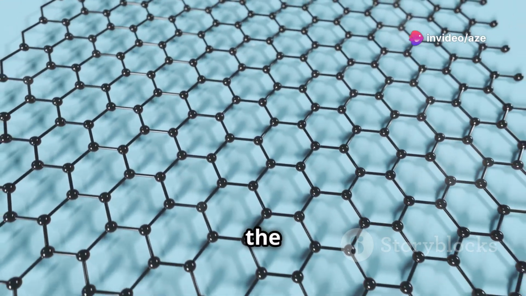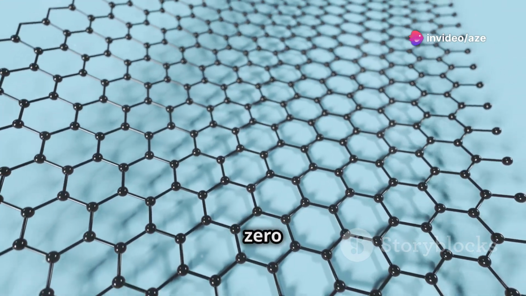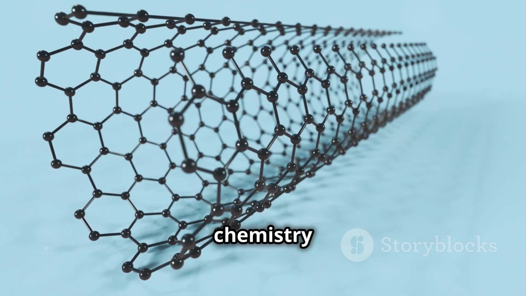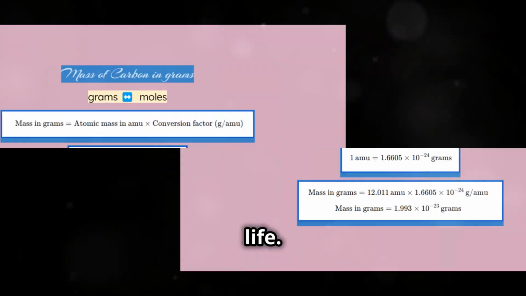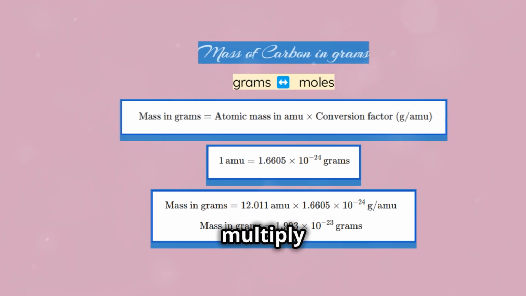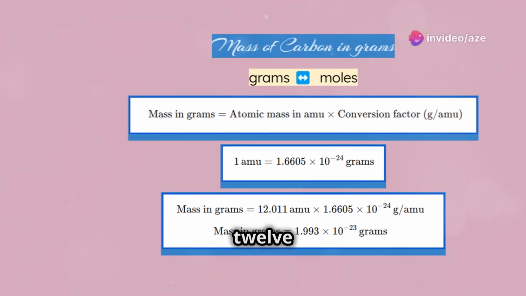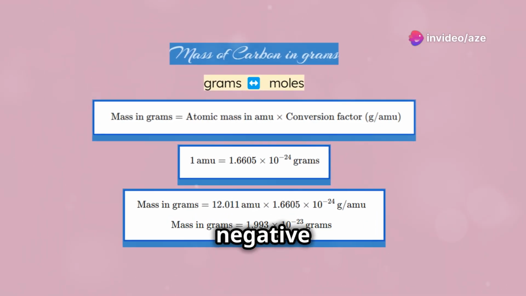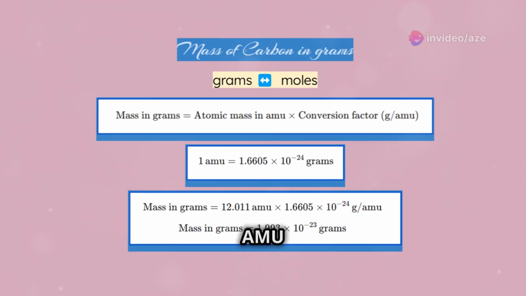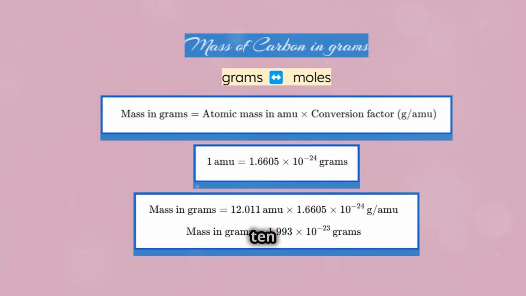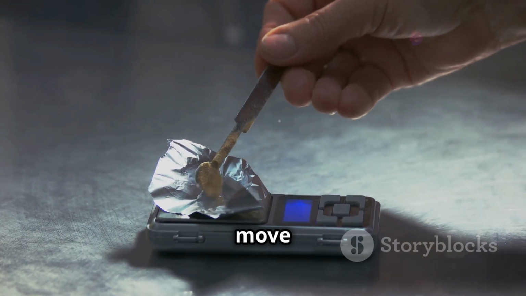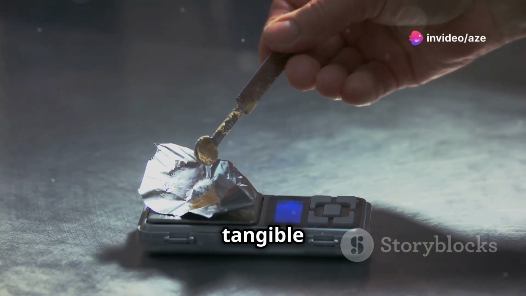For example, the atomic mass of carbon is 12.011 AMU. Carbon is a fundamental element in organic chemistry and is the building block of life. To convert this to grams, we would multiply by the conversion factor: 12.011 AMU times 1.66 times 10 to the negative 24 grams per 1 AMU equals 1.99 times 10 to the negative 23 grams. This calculation shows how we can move from the atomic scale to a more tangible measurement.